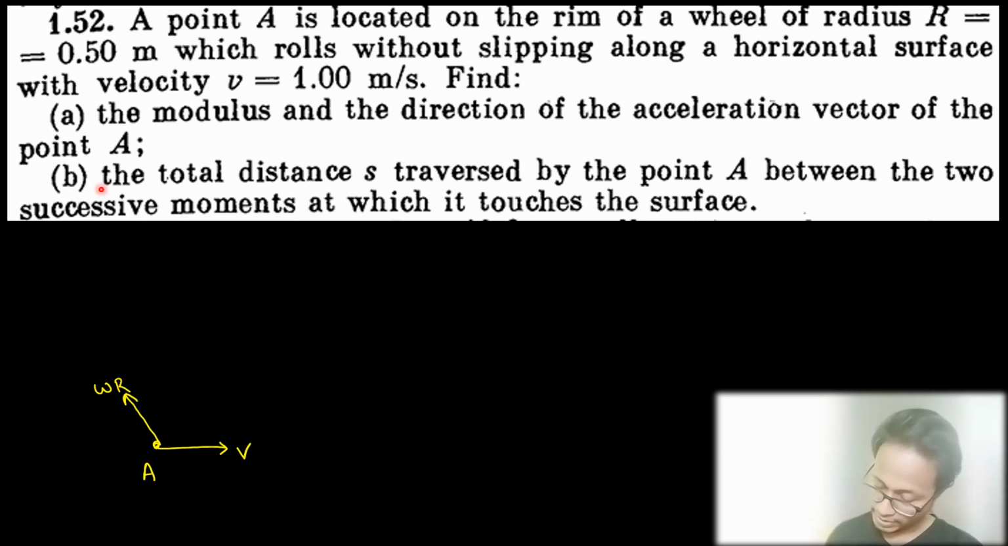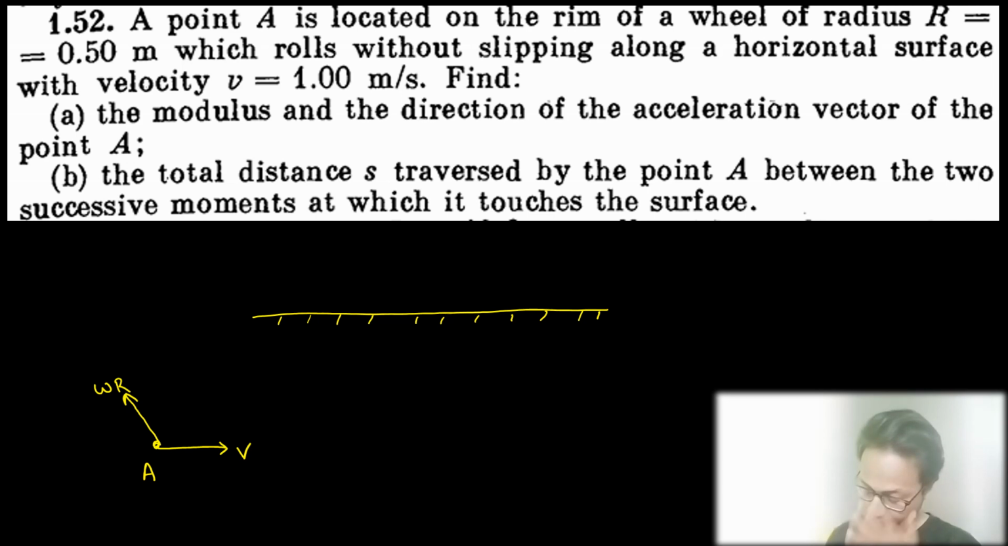Now let's look at the second part of the question: the total distance traveled by the point A between two successive times when it touches the surface. What the question is trying to say is, suppose this was the road, and the wheel started out here. This was point P. It rotated an entire rotation and reached the place out here. This is again point P.